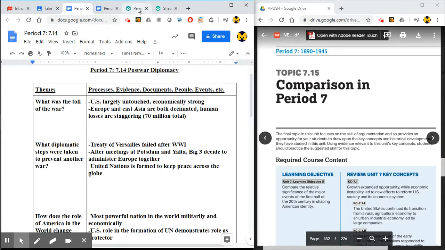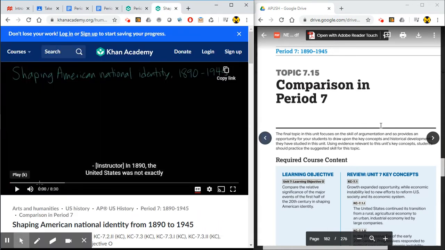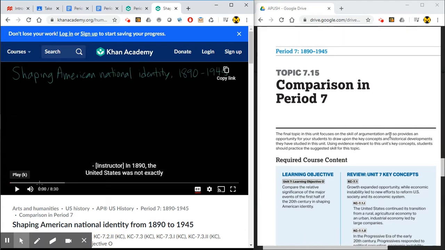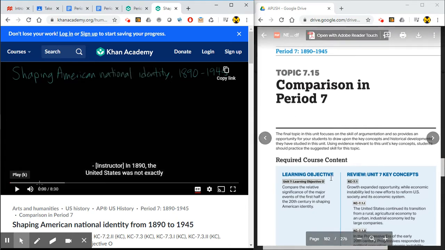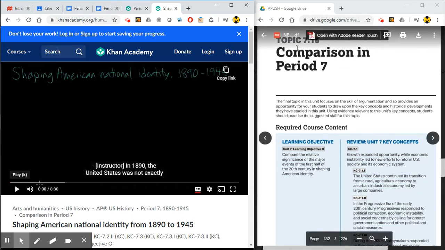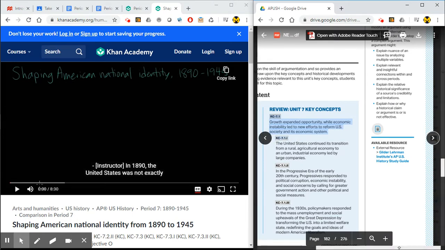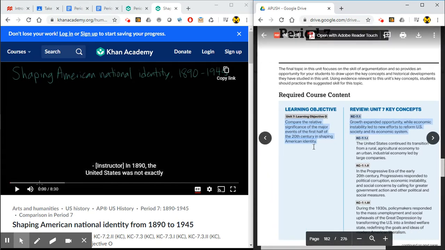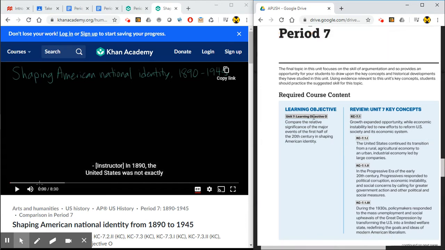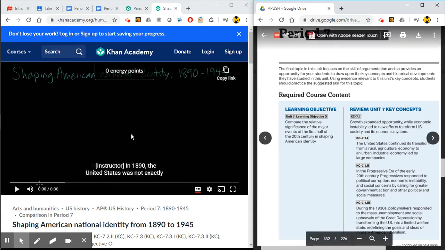But one thing I do want to point your attention to is technically the last topic of period 7 that we're not going to go through in great detail because it's largely a review. But if we look at the very last topic, topic 7.15, comparison in period 7, we need to be able to compare the relative significance of the major events of the first half of the 20th century in shaping American identity. You guys can accomplish that objective by looking at that module in Khan Academy. There's a great video. You can see it over here. I'll have it linked on the Classroom page, Shaping American Identity, 1890-1945.